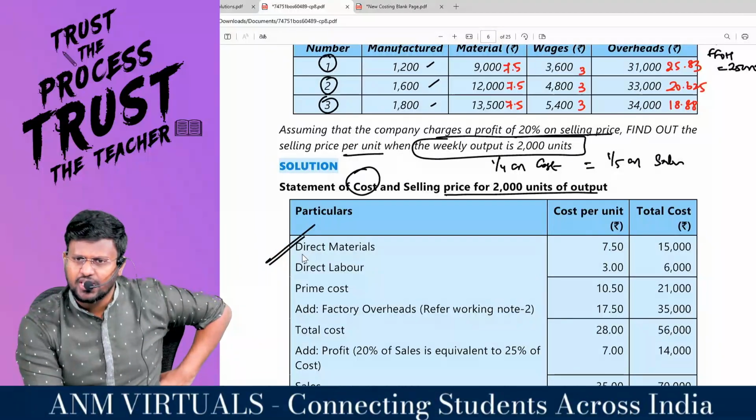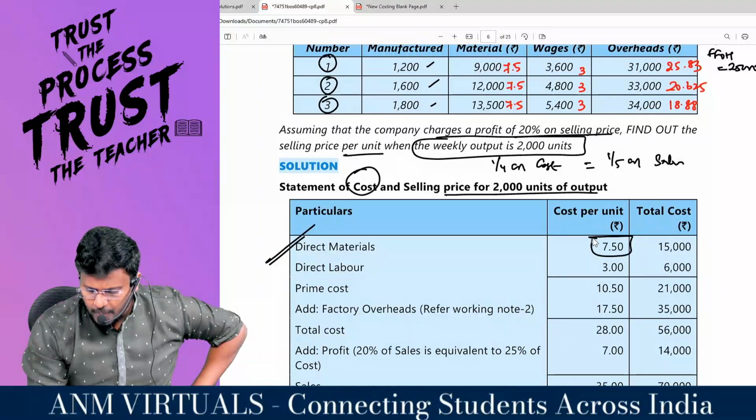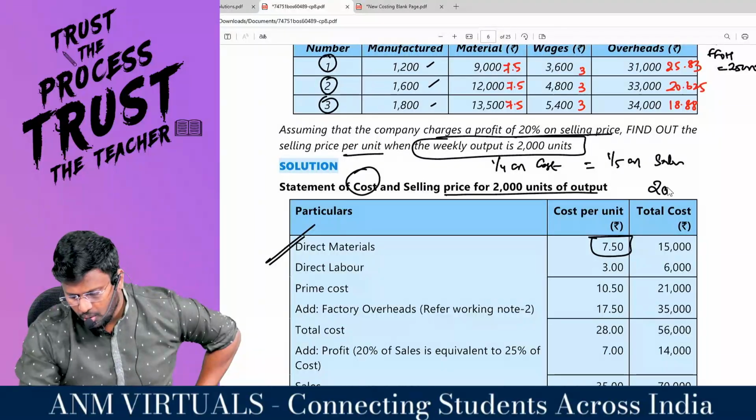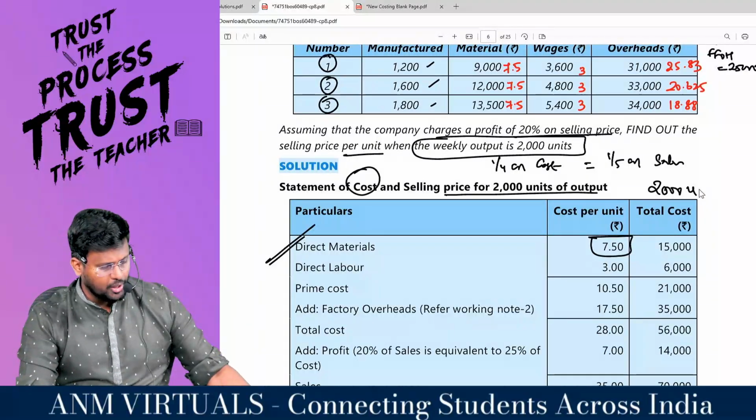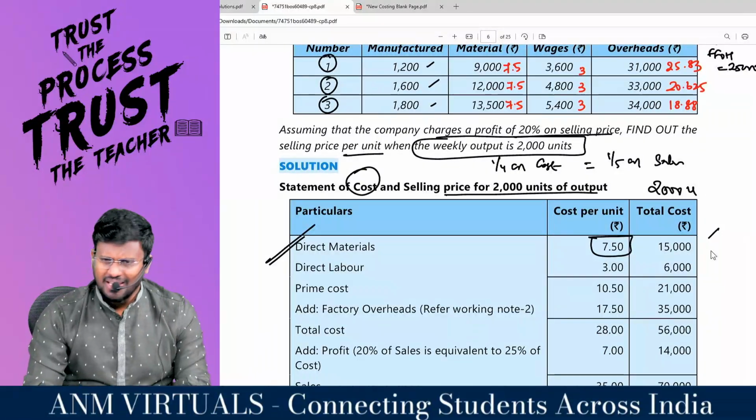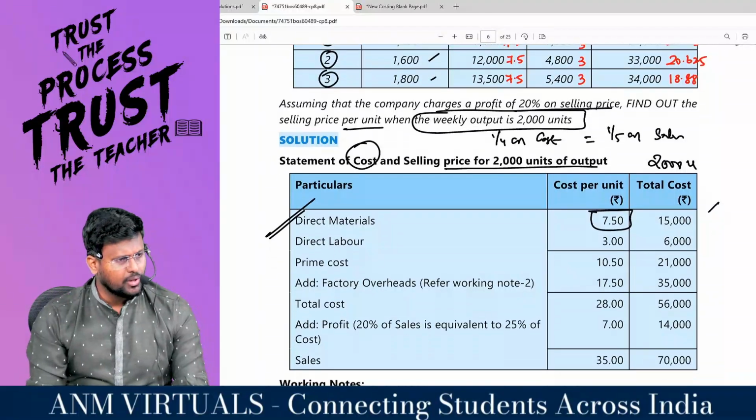Per unit will change, or will it be the same? Same. How much per unit? 7.5. For 2,000 units, use the calculator: 7.5 into 2,000. That's it. Basically, this is the cost sheet. Are you really with me?